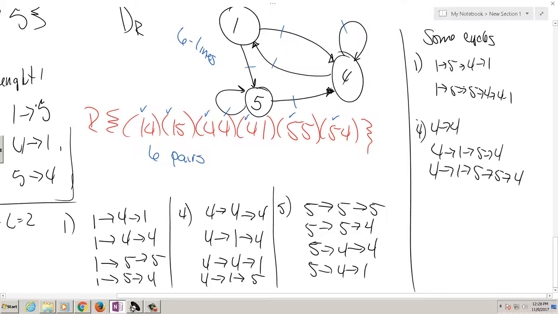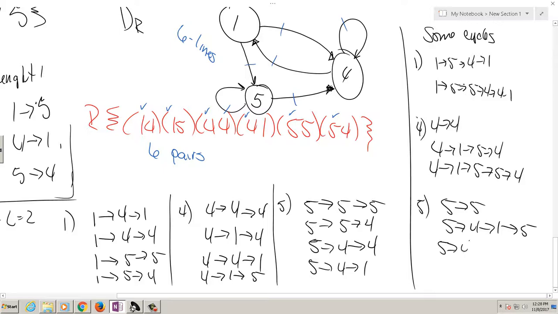All right, how about node 5? Are there cycles from 5? 5 to 5, 5, 4, 1. That's not a cycle. 5, 4, 1, 5, excellent. 5, 4, 1, 5. Excellent. So cycles have to begin and end on the exact same node.